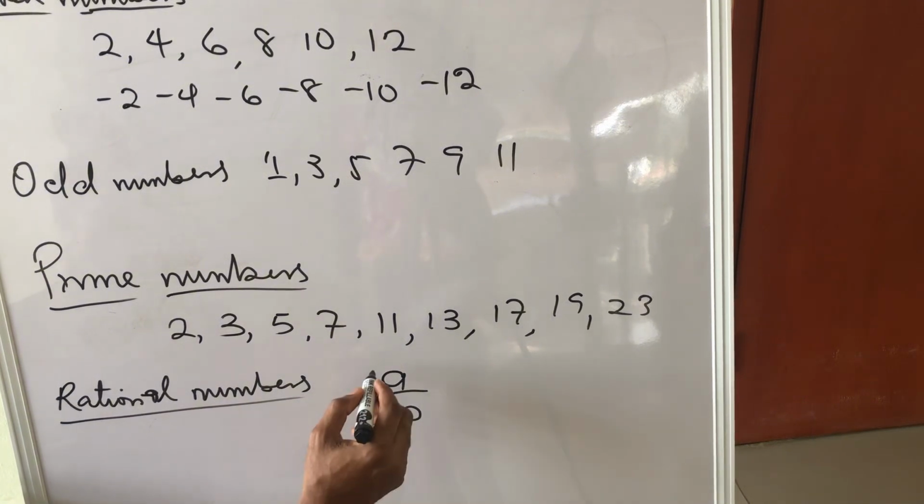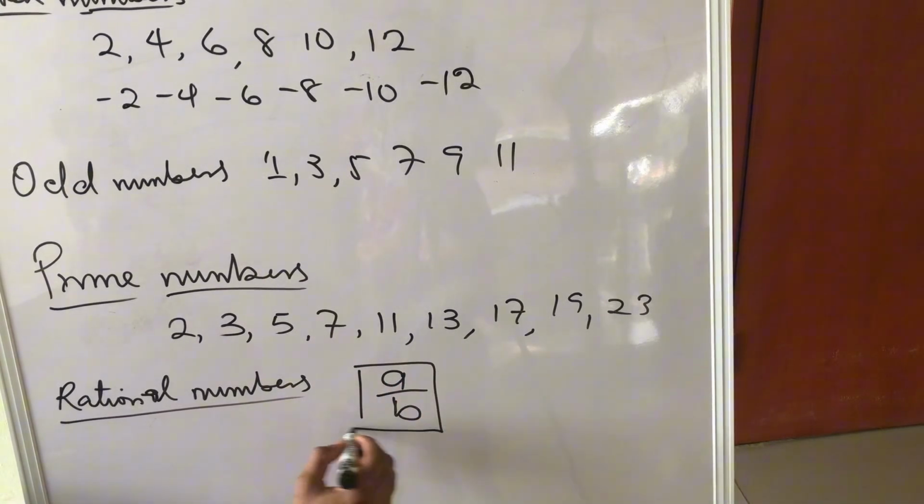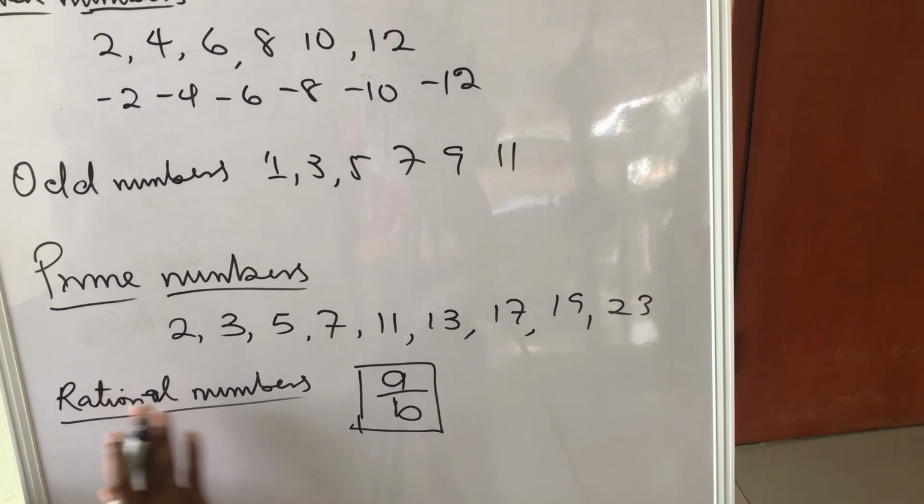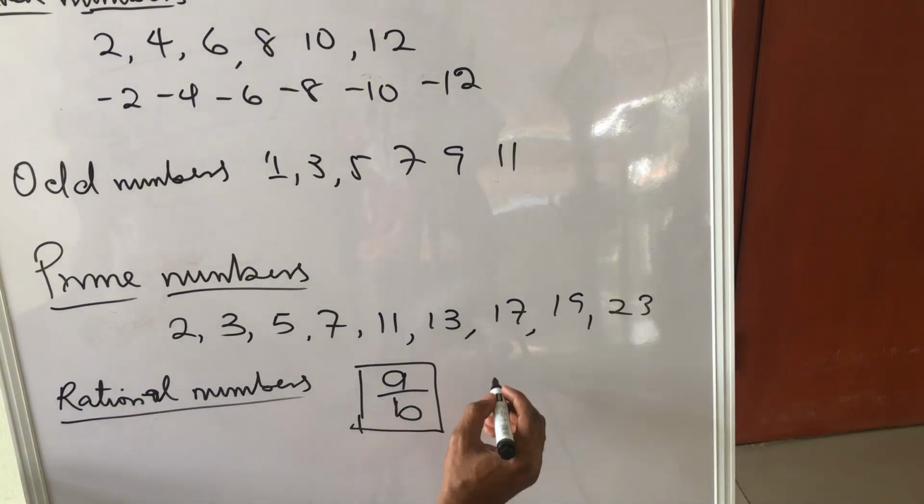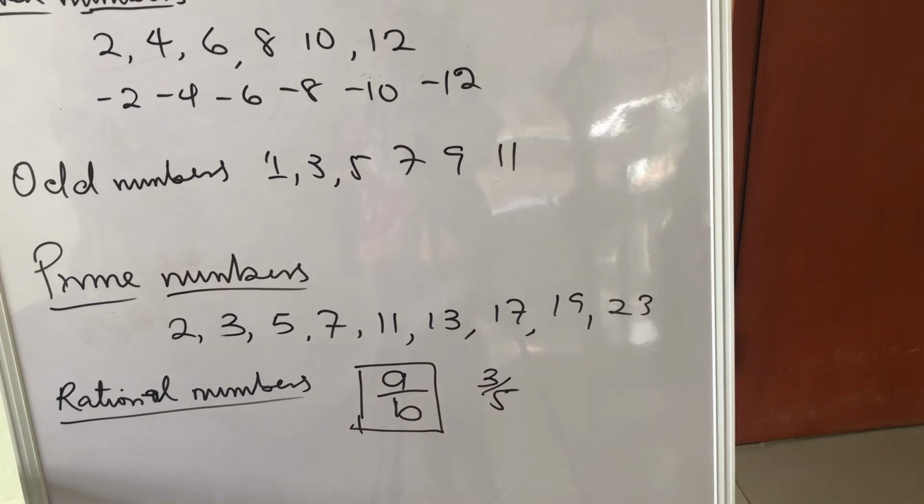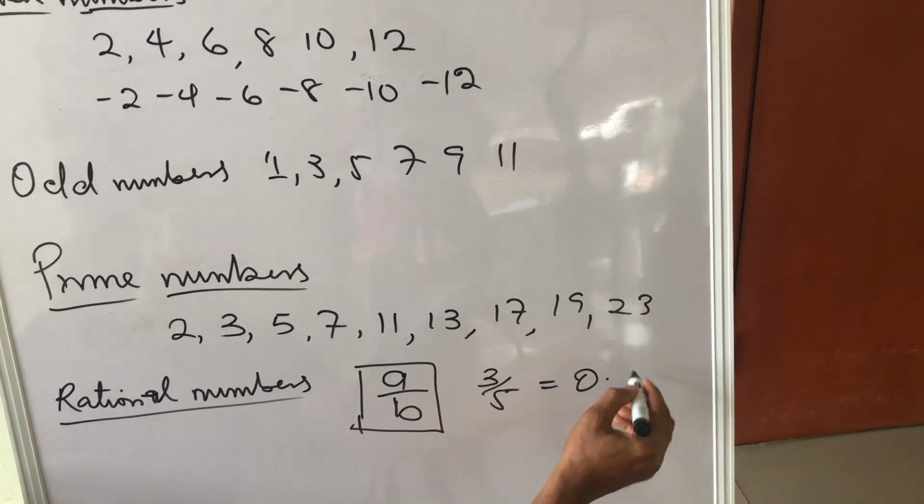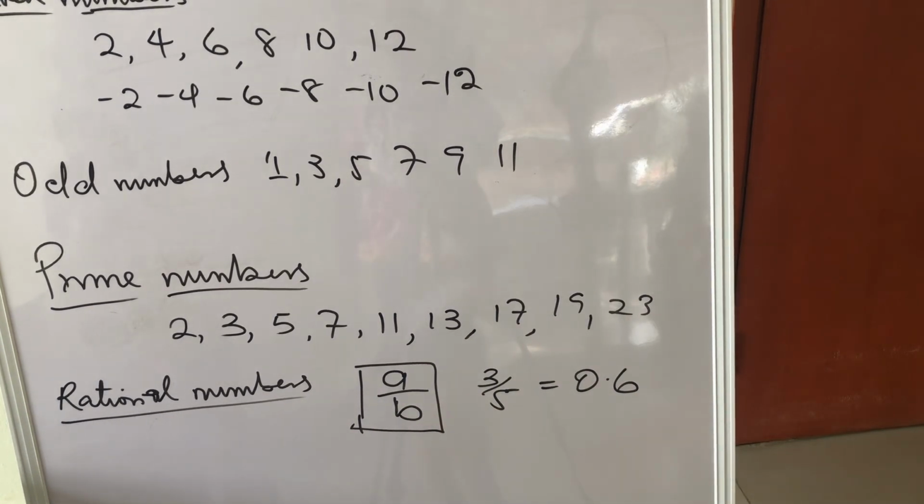All right. So numbers that can be represented in this form, A over B, to give you a definite value, are referred to as rational numbers. So when you have something like 3 over 5, it is a rational number. This is actually going to give you 0.6. So that's an example of a rational number.